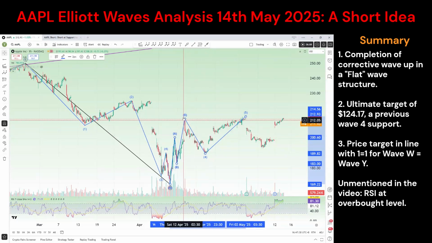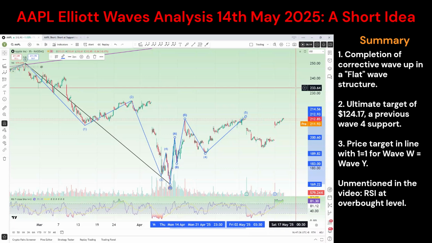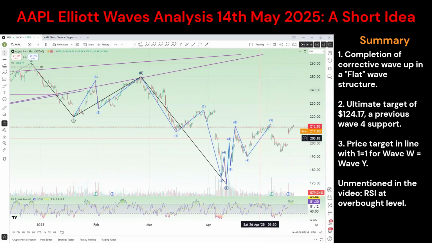A bullish count would be 1, 2, 3, 4, 5. Then you have a 2, and then this is probably going to a 3. So this will actually fly up higher. But this is not my primary count.